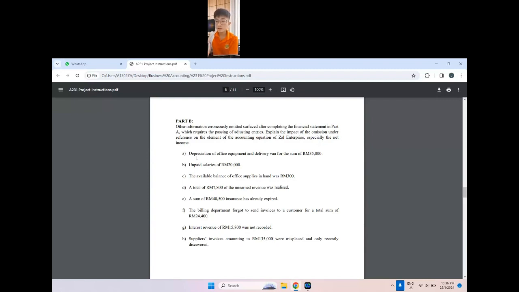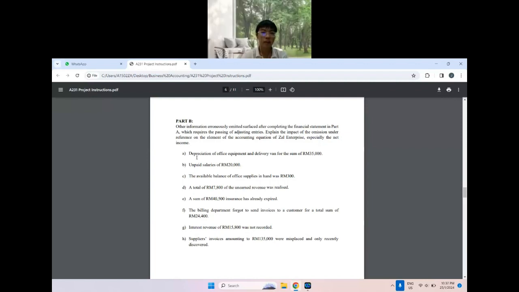A sum of 40,500 insurance has already expired. Now I want to ask a question to Diamond. Does this have an effect on assets? Yes, the expired insurance will affect the asset because it is the prepaid insurance. Then when it expired, we need to realize the insurance expense from it, and it will cause the asset to decrease.